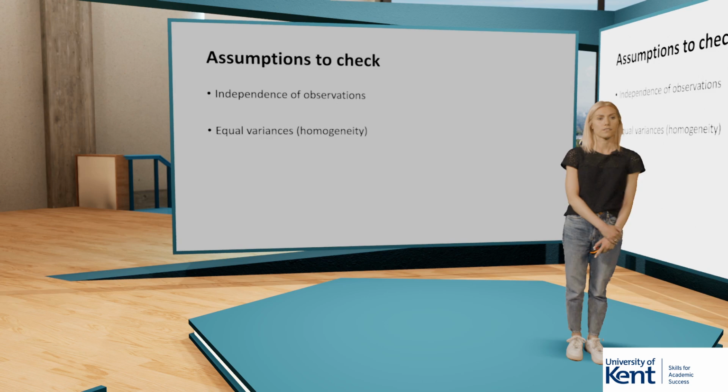Equal variances, or homogeneity, meaning that each group must have roughly equal variance. In other words, an equal spread of scores around the mean in each sample. And the data in each group should be normally distributed.